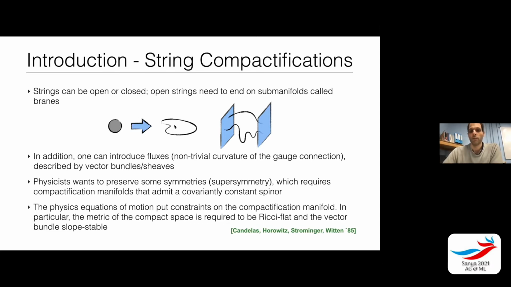As a physicist, you typically want to preserve some symmetries, and supersymmetry is usually chosen as the one to preserve because that makes many computations much easier. This means that in order to have the generator of this symmetry, your compactification manifold has to have a special property. In this case, it needs to allow for a covariantly constant spinor. And the physics equations of motion then put constraints on the compactification manifold. In this case, it is known that the metric on the compact space is required to be Ricci-flat. And the vector bundle you put on this Ricci-flat manifold has to be slope stable.